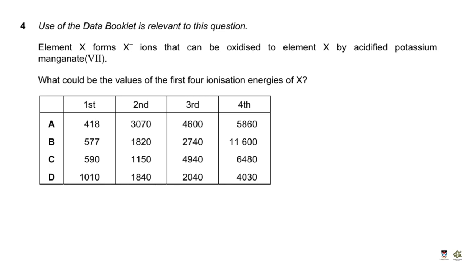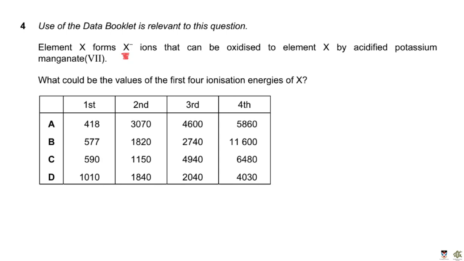Element X forms X minus ions that can be oxidized to element X by acidified potassium manganate. From that information, the guidance is probably hinting that this element X must be in group 7 or group 17, because they have 7 electrons in the outer shell and need 1 more to get a full outer shell, and when they gain 1 electron they form ions with a charge of 1 minus. So we're probably looking for an element in group 7 or group 17 of the periodic table. What could be the values of the first 4 ionization energies of X?